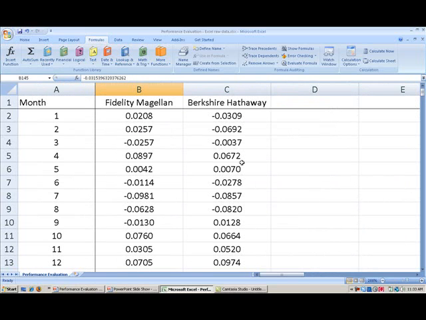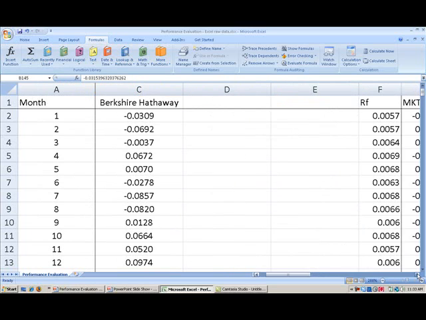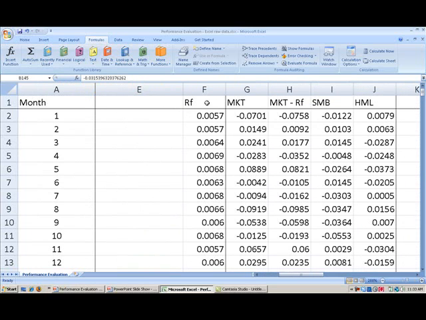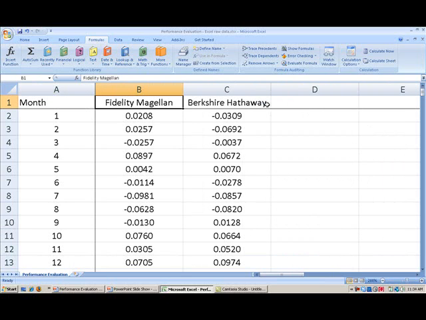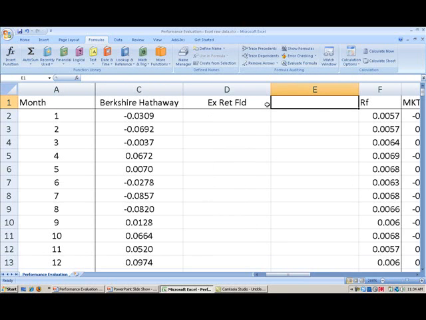Here we have returns for Fidelity and Berkshire. We also have the risk-free rate, the market returns, the excess market returns, and the returns on SMB and HML. We want to calculate Jensen's alpha. To do that, we first of all need to calculate excess returns for each fund. Let's label this up.